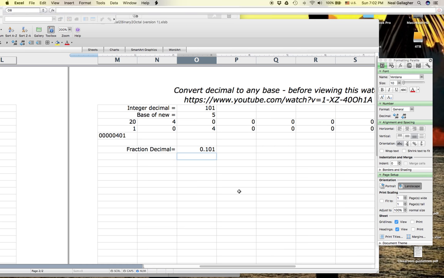I do something similar to what I did with the integer, but instead of dividing, I'm going to multiply. So here, I divided and took the integer part, then divided and took the integer part, then divided and took the integer part. Here, I'm going to multiply and take the integer part. Again, I multiply by the base. So I'm going to do equals this number times base 5, and I want to take the integer part, so I put int, open paren, close paren. I multiply this by 5, and it just becomes 0.505, right? Becomes 0.505, and I take the integer part, and I have a 0.